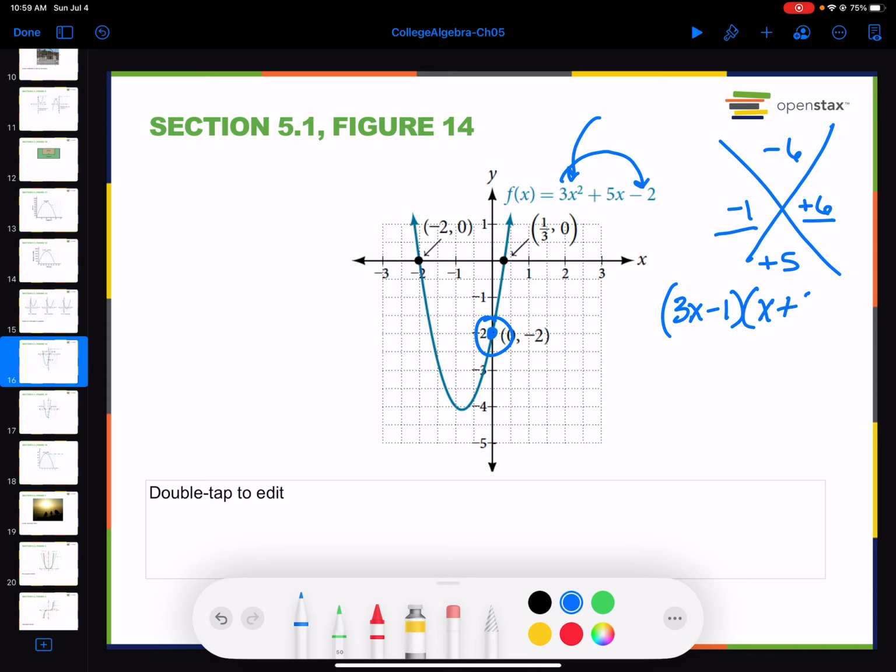Sorry, x plus 2, because if we factored out the 3, that would leave a 2 here. So we've got x plus 2. So we've got x equals negative 2 and x equals positive 1/3. So you can see those right here, positive 1/3 and negative 2.